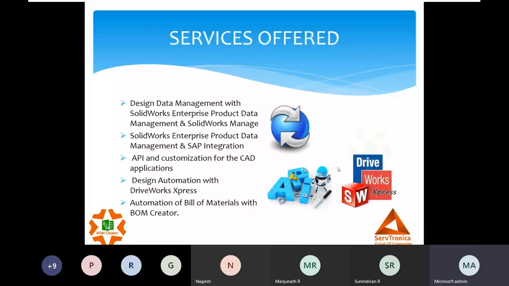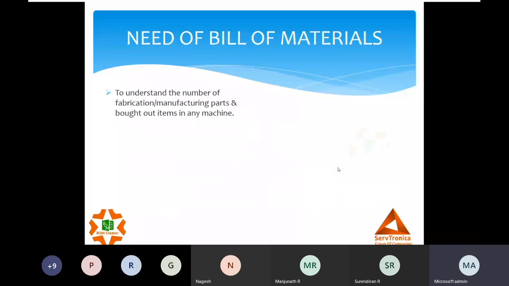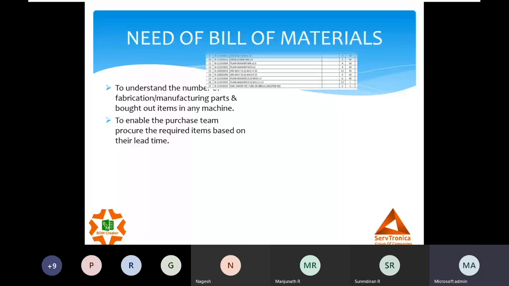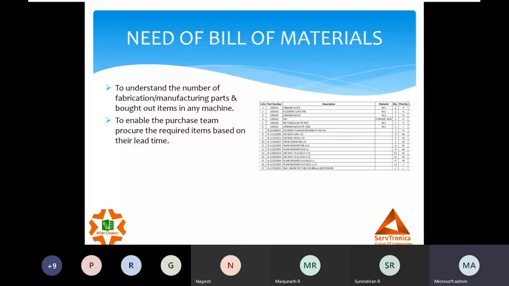So again, we'll talk about this need of bill of material. We discussed it last time, but we'll just refresh on this. Why do we need bill of materials? We need bill of materials to understand what the fabrication parts are, what my bought-out parts are, what my hardware is, etc. And we need to understand which items are required to be procured from outside, based on their lead time or whatever.